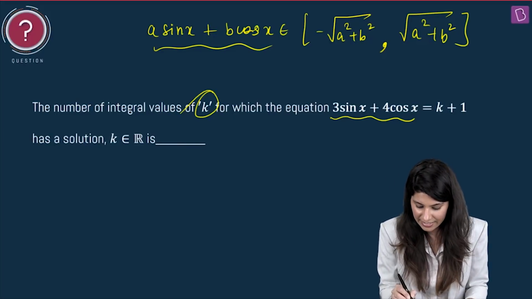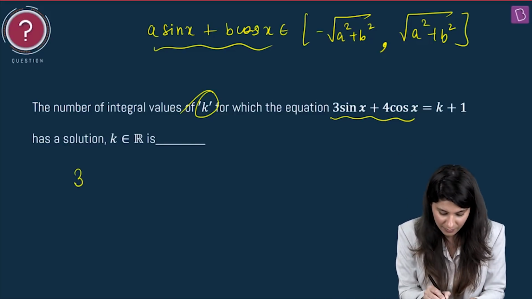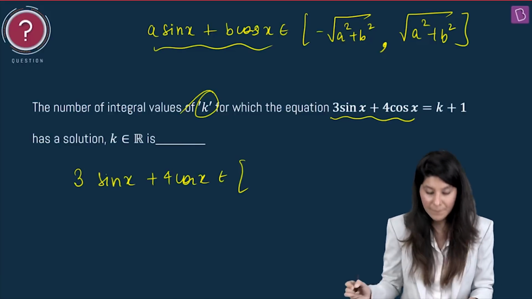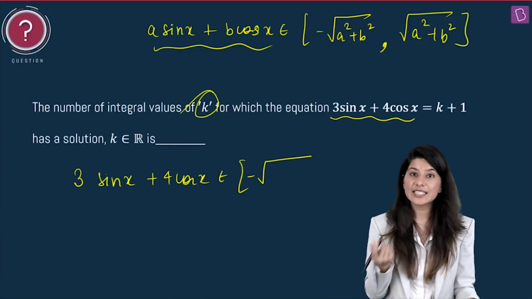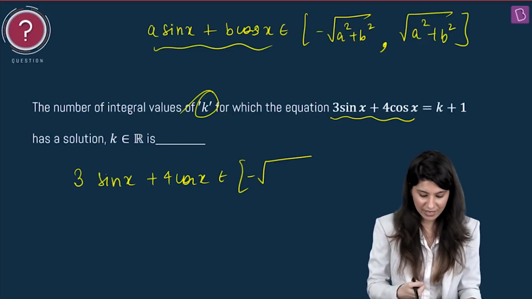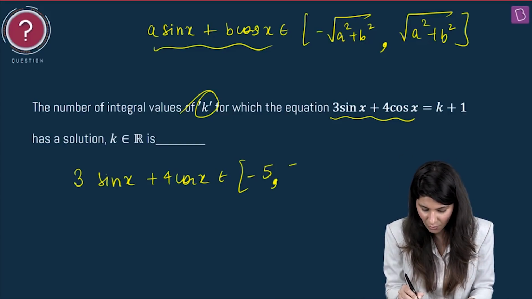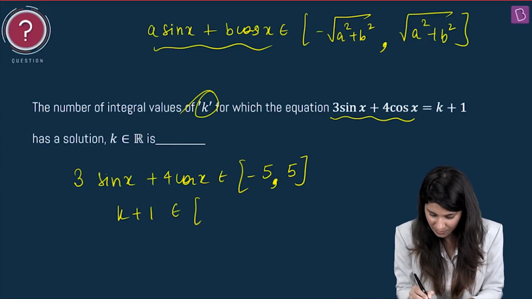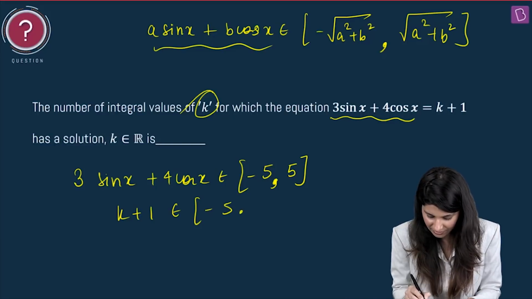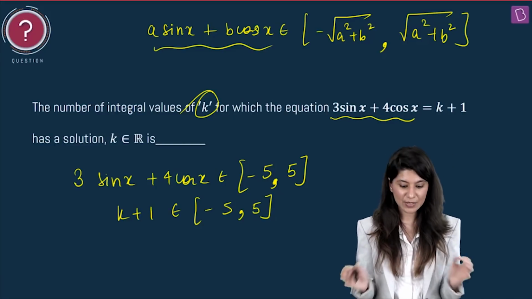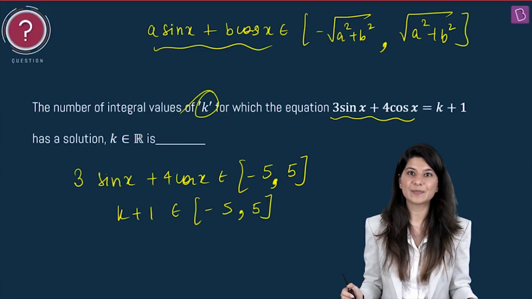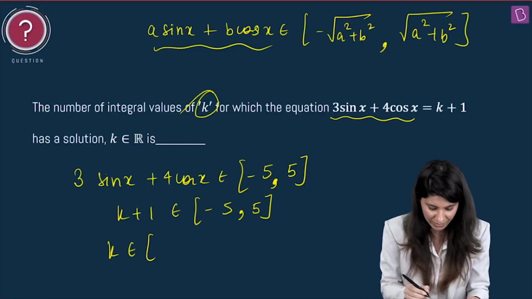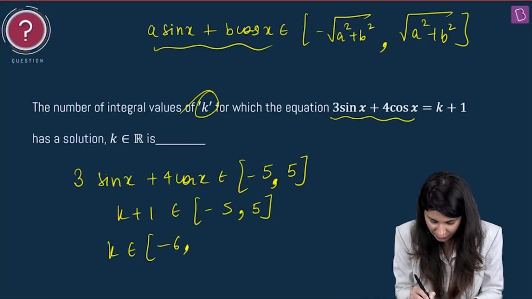Okay, so that means 3 sin x plus 4 cos x belongs to minus square root of 3 square plus 4 square, that is minus root 25, minus 5 comma plus 5. That means k plus 1 belongs to minus 5 to plus 5 as well. Why? Because both should possess a solution. Hence, subtracting 1, k belongs to minus 6 to 4.